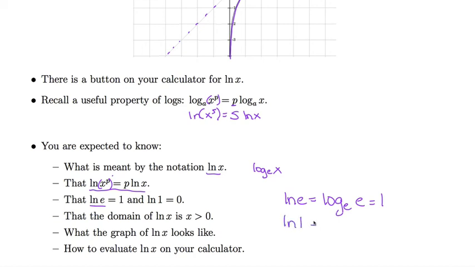What is ln 1? Ln 1 is log base e of 1. What exponent of e gives you 1? What exponent of anything gives you 1? 0. So ln 1 is 0. So know those 2 simplifications. Don't leave ln 1 in your answer.